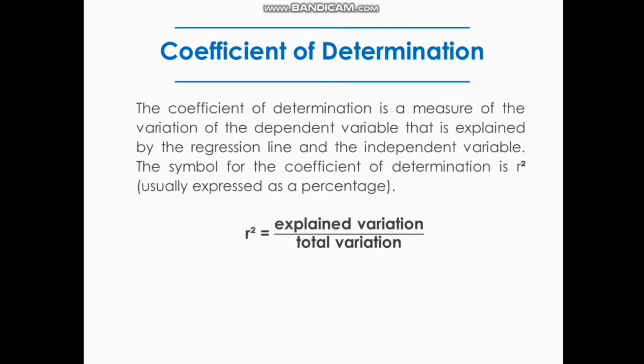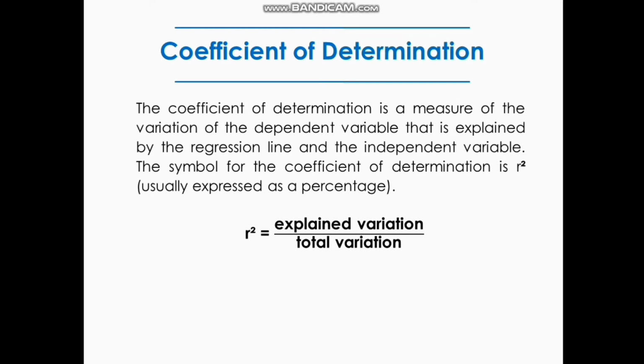So next, let us proceed to the coefficient of determination. The coefficient of determination is a measure of the variation of the dependent variable that is explained by the regression line and the independent variable. The symbol for the coefficient of determination is r squared, and it is usually expressed as a percentage. The formula for finding the coefficient of determination is r squared equals explained variation over total variation. So the coefficient of determination is the ratio of the explained variation to the total variation.